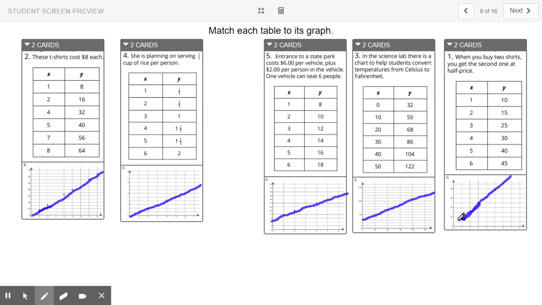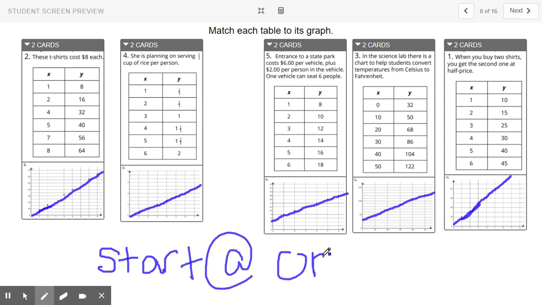Okay. So these 3 are proportional or not proportional. They're all straight lines. So what's the difference then between these and these? Hopefully you said the ones that are proportional, they are straight lines and they start at the origin. Okay, so start at the origin. That's important.